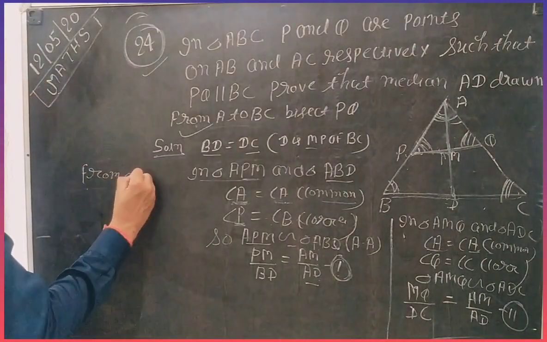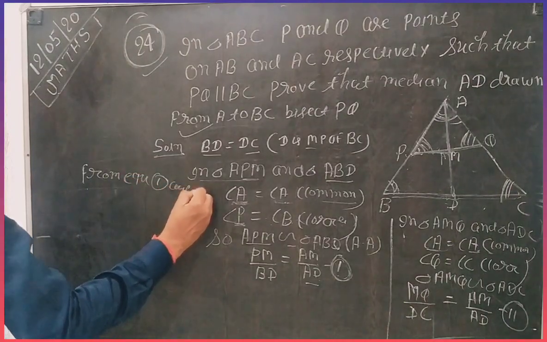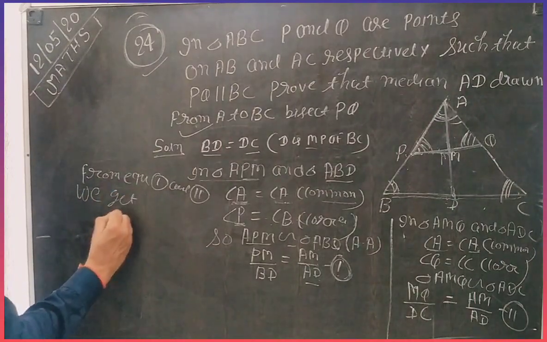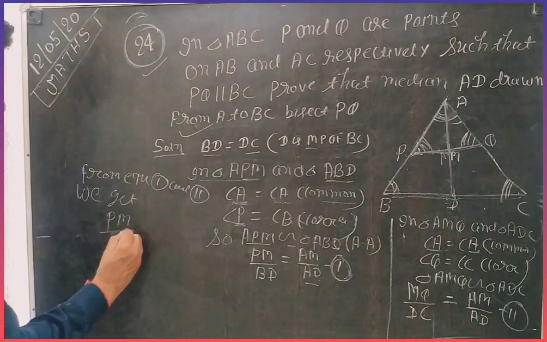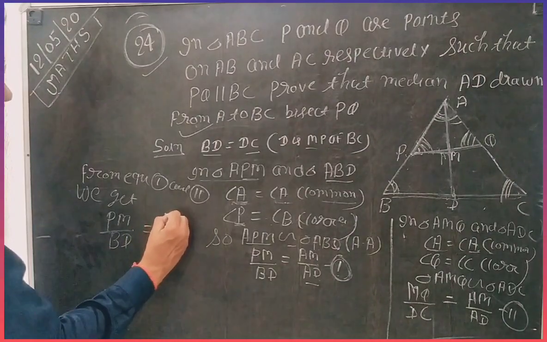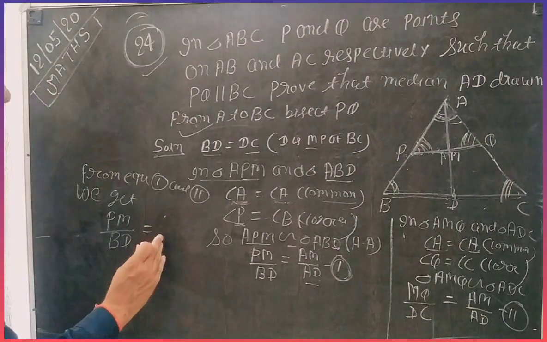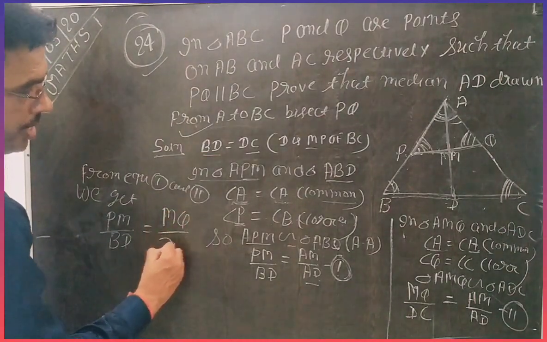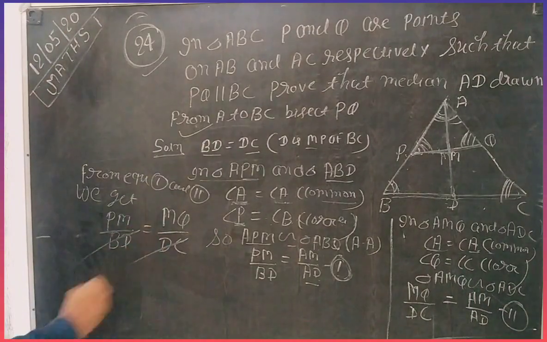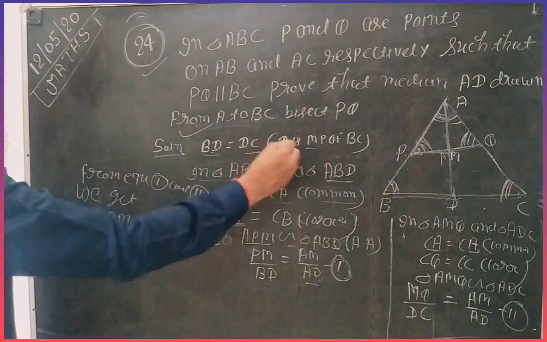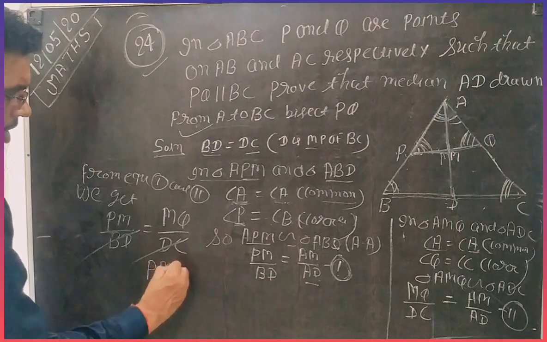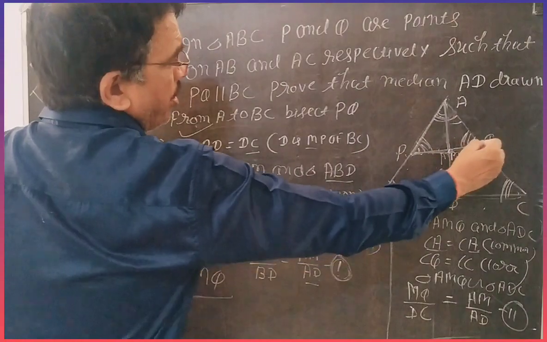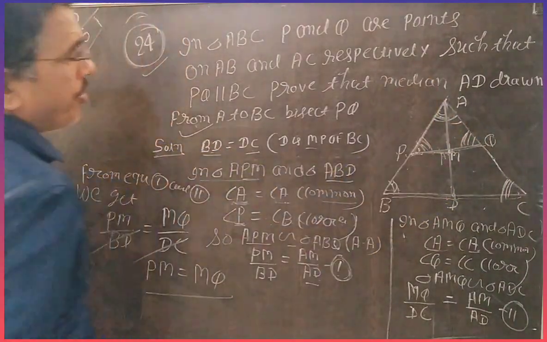So you write from equations first and second, we get PM by BD is equal to MQ by DC. But this BD and DC are equal because D is the midpoint. So what remains? PM is equal to MQ. That means M is the midpoint of PQ. It is what you have to prove.